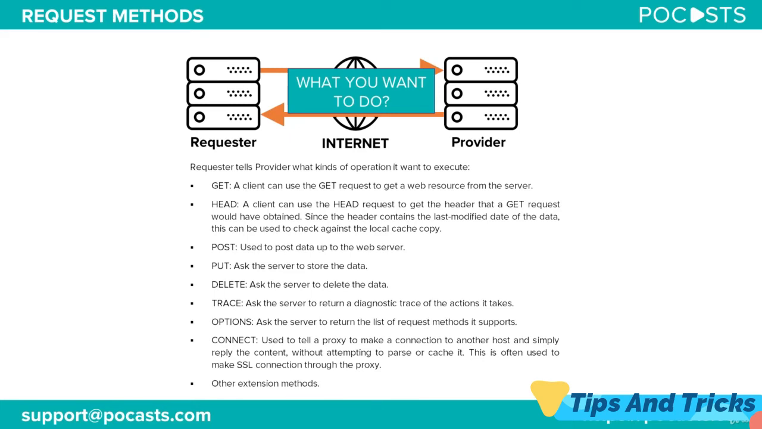The first request type is GET, which is what we see. GET is used by the requester to tell the provider that it wants to fetch something from a server. It's like downloading. The HEAD request method is used by the requester to get the header information from the provider. The POST request method is used to post some data to the server. Similarly, PUT is to store data at the provider. DELETE is to delete data at the provider. TRACE is to request a trace from a provider. OPTIONS is sent by the requester to ask what options the provider supports.